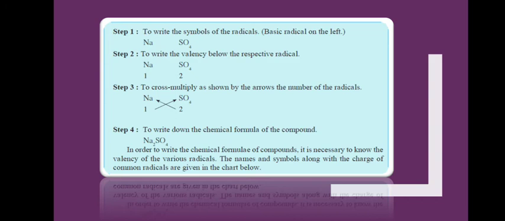And when you have to write the chemical formula of such compounds, it is necessary that you know the valency of various radicals. The names and symbols along with the charge of common radicals are given in the chart which is given in your book. Followed, students?